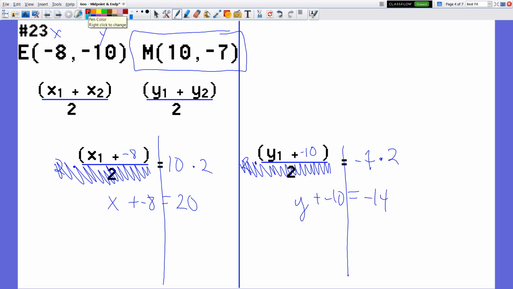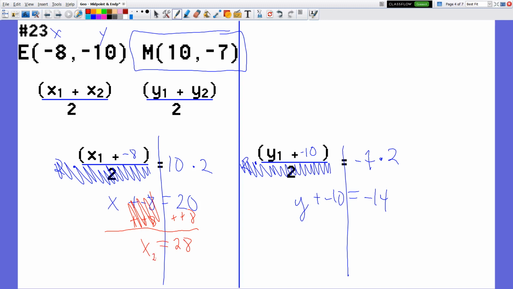So now we're going to solve a one-step equation. This says plus -8. So if I want to do the opposite of that, I would subtract a -8 from both sides. We know that double negatives make a positive. Cool. That means that goes to 0. We're left with x equals 28. So we should have an x value of 28.